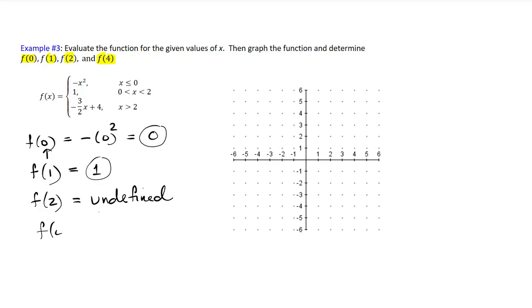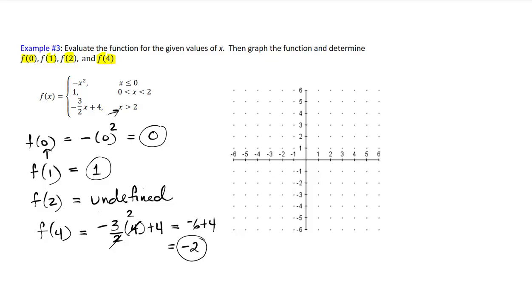Finally, f of 4, the input value is 4. Again, 4 satisfies the third restriction of the function f of x. So we're going to use the linear piece to evaluate. Hence, negative 3/2 times 4 plus the number 4. And reducing this and simplifying, we get negative 6 plus 4, which is a function value of negative 2.